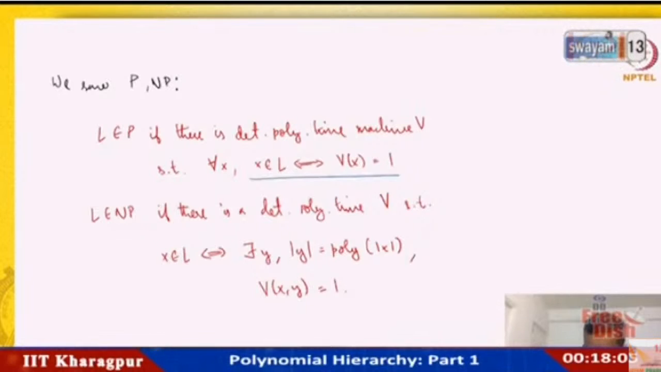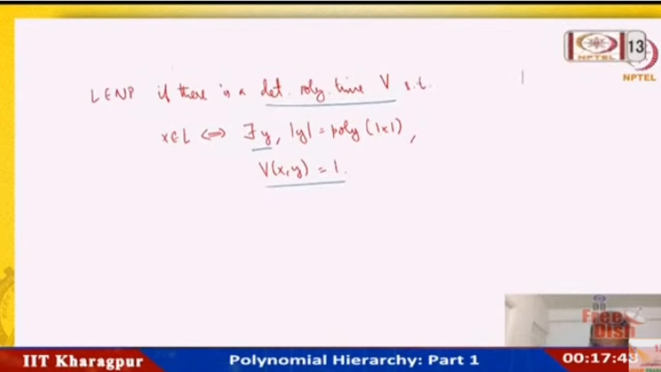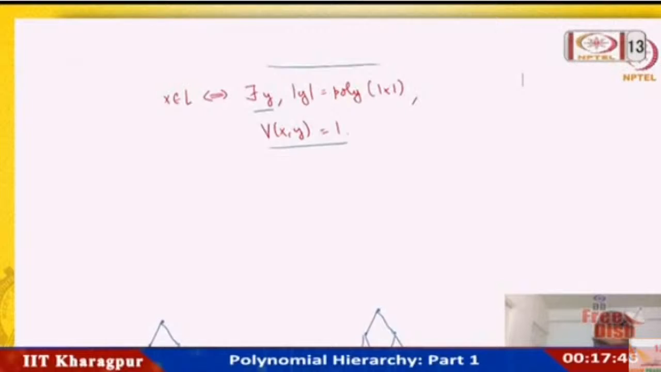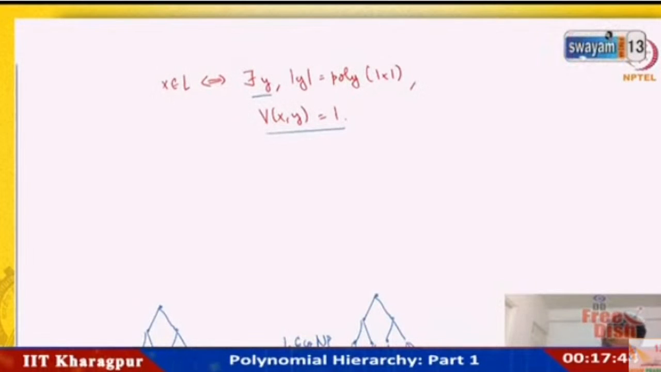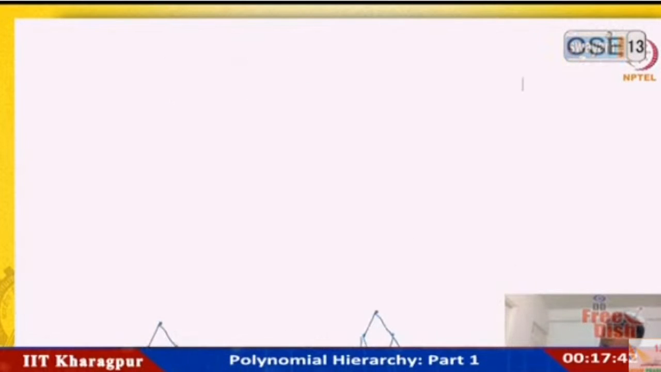So that's what I've written here. It's a deterministic polynomial time verifier V such that x is in L if and only if there is a certificate y such that the length of y is polynomial in the length of x, and the verifier can verify the membership of x using y, right? So now let us define what is CoNP. Maybe I'll just push it a bit down. So what is CoNP?